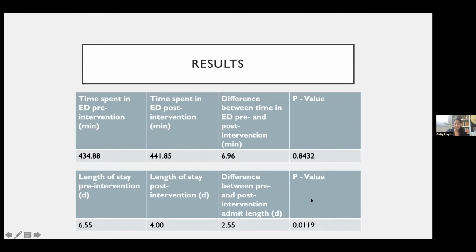However, the length of stay was found to be significant. And so the length of stay pre-intervention was found to be 6.55, and then it decreased to 4.00. And the p-value we found for this was 0.0119, which means that this finding was significant. However, this finding was likely because of the inpatient pain plan and not because of the ED pain plan.